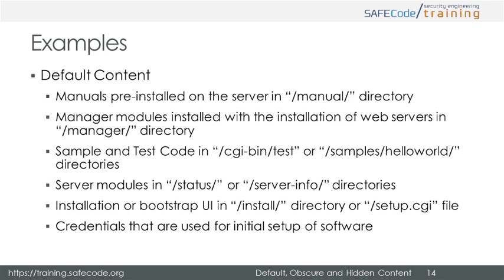Let's review some specific examples of default content. Default content includes things like manuals or documentation provided with software, system management components installed with web servers, sample and test code installed with third-party software to facilitate initial setup, use, and customization, user interface components for installing and starting up system software, and credentials that are used for software initial configuration.